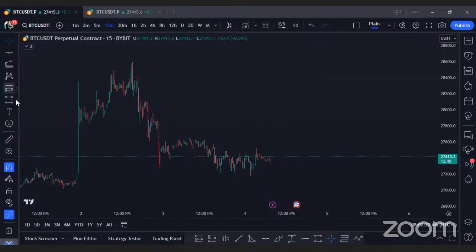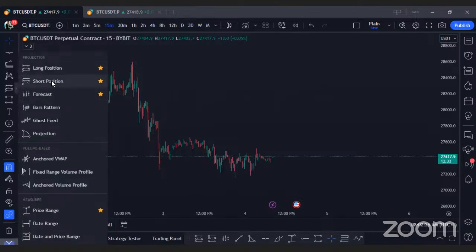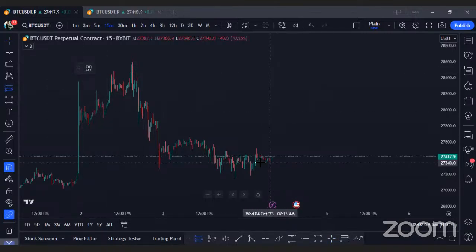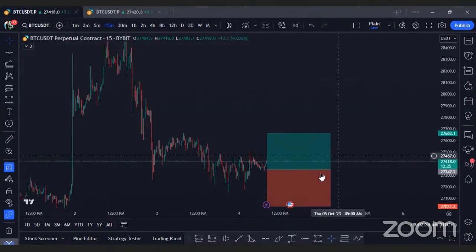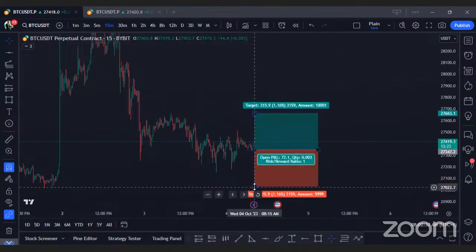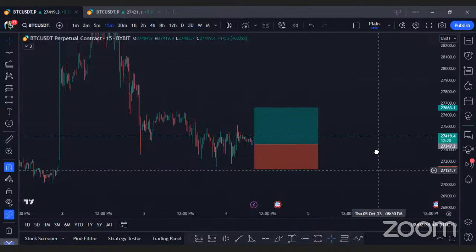So, then learn how to use this tool. It's very easy. There's this tool called the long and short position tool, all right? For instance, you know that you are going to long at this area, you enter, you plot that tool there, all right? Now, when you plot this tool here, the first thing you want to do is to adjust your stop loss.